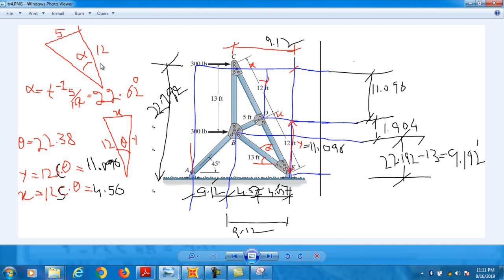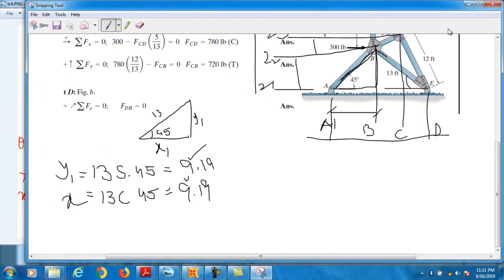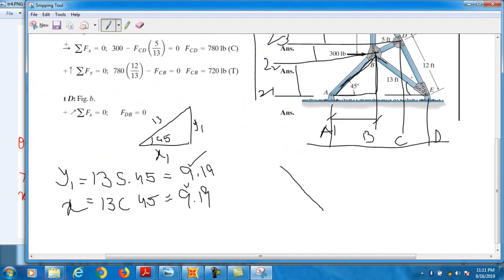By using trigonometrical ratio you can determine alpha is equal to tangent inverse 5 divided by 12, which gives 22.62 degree. So alpha is 22.62 degree. Now you can see that you have one member, ED member, and then you have another member, that is BE member, and you have a horizontal line.